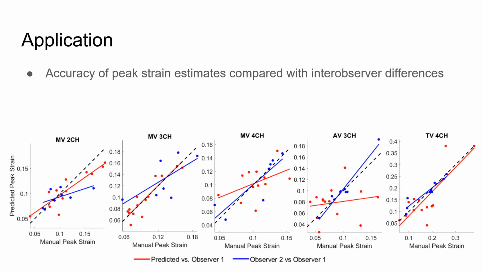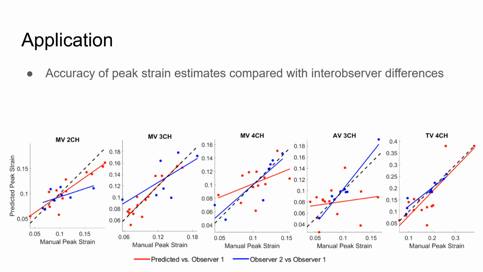Looking at the actual accuracy versus our observer 1, the red line is the line of fit between our predicted points and the points predicted by observer 1. The farther our line strays from the diagonal, that shows a bias towards either over- or underestimating the amount of strain that there is from tracking our points. So we want to be as close to the diagonal as possible. That means that we're as close to the actual predicted values in terms of strain.